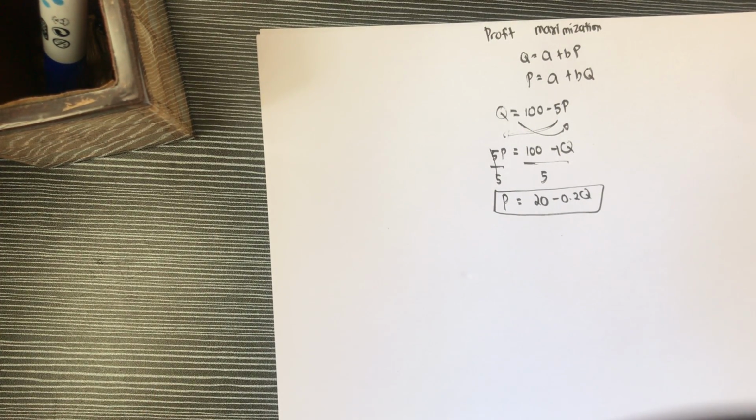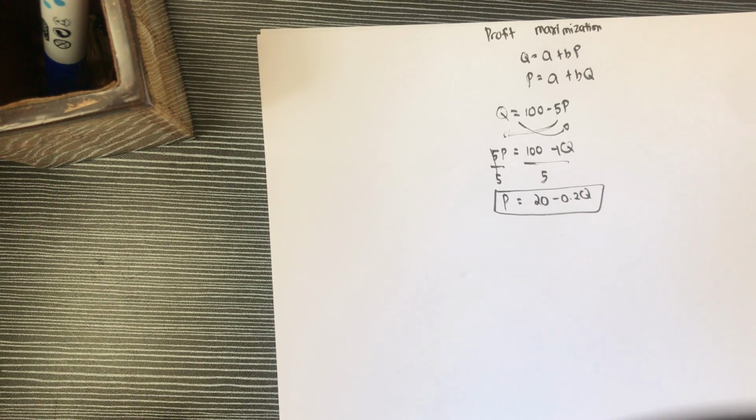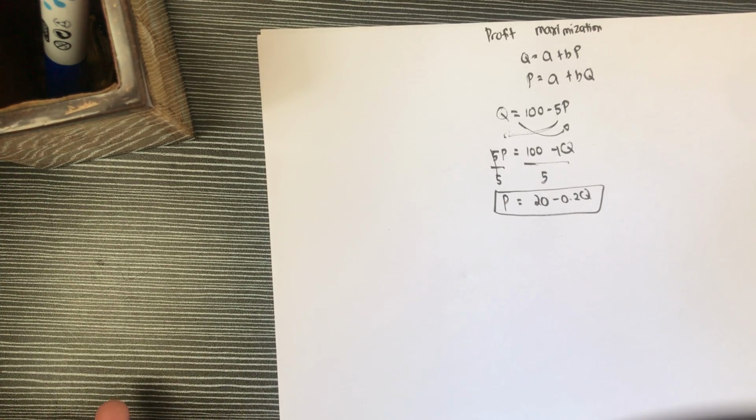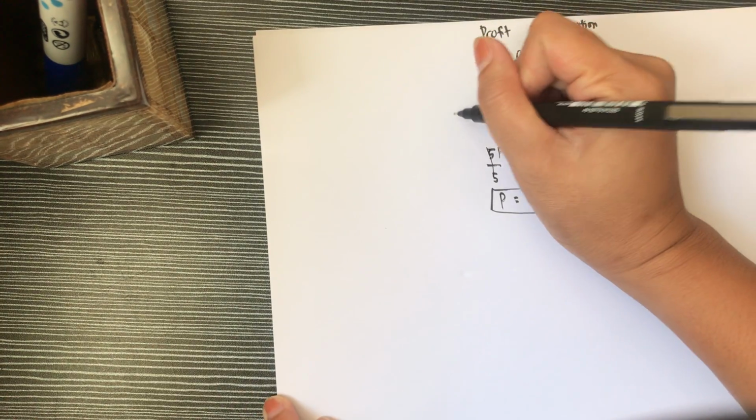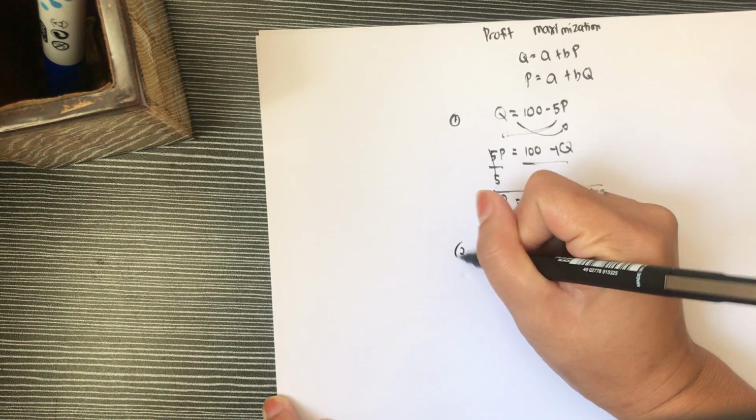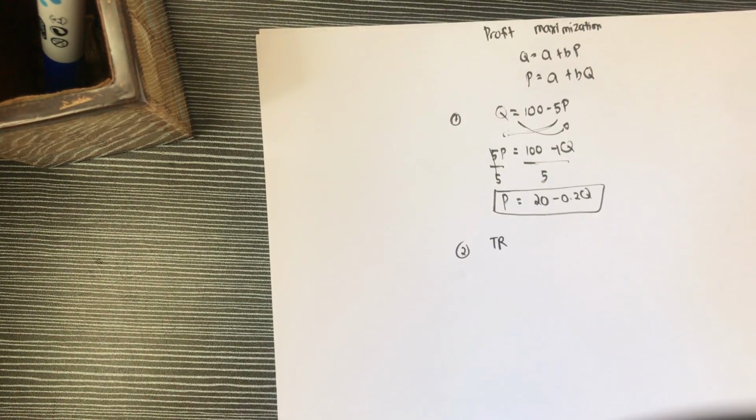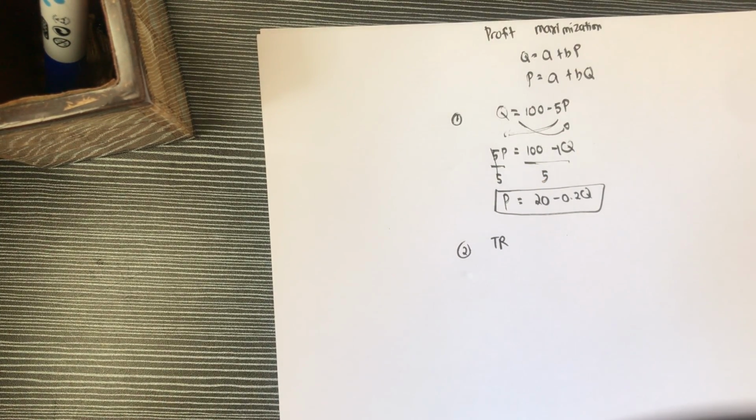So if you want to know, what if the quantity demanded is 30, how much will be the price? Okay? So if you want to know the price given a certain quantity, you can use this function. So this is just our first step. The second step is finding total revenue. Total revenue is price times quantity. It's just like your sales in accounting.